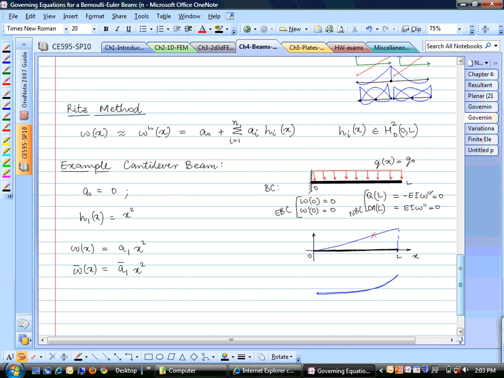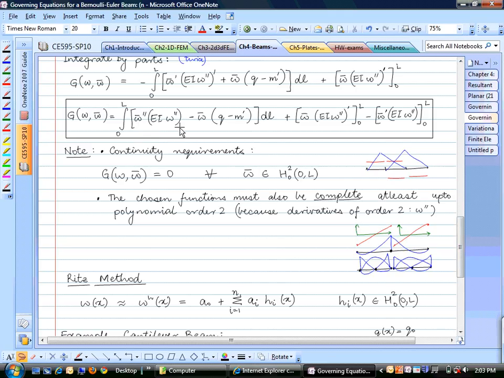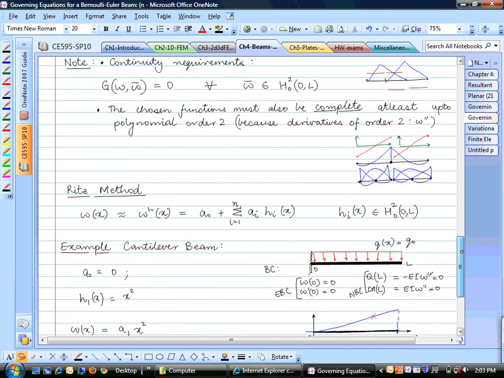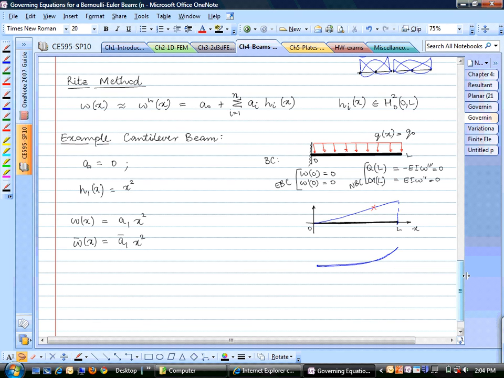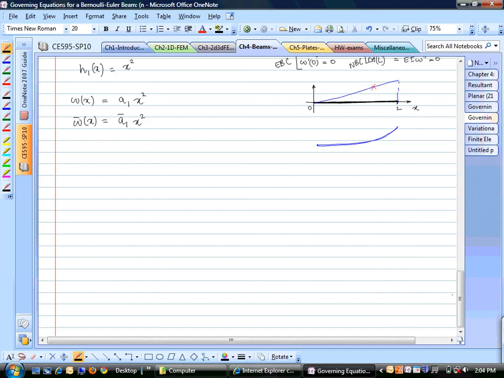So the stiffness matrix is going to come out from this term, right? And I'm saying that W is simply H1, which is x squared, A1 times x squared. So my stiffness matrix is just going to be 1 cross 1, okay? All right, so all that we need to do now is to just plug this approximation into our weak form and see what the solution comes out to be for this cantilever beam.